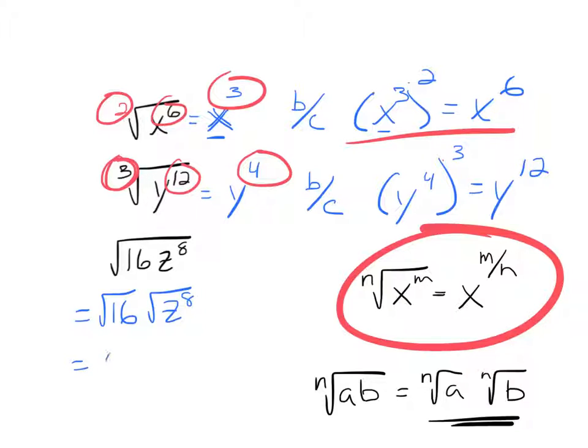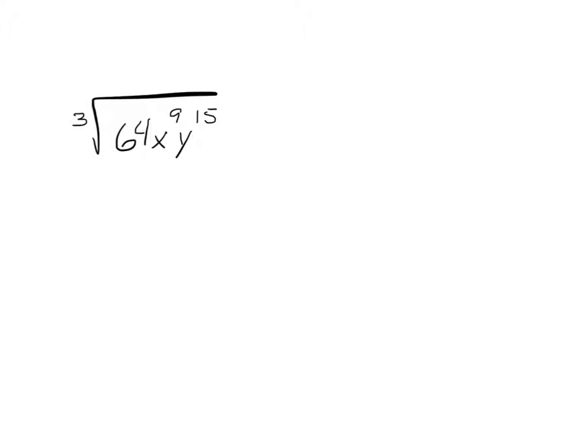The square root of 16 is just 4. The square root of z to the 8th is z to the 4th. Okay, and again, I know there's a lot going on there, but I'm going to move on to some bigger, nastier examples.